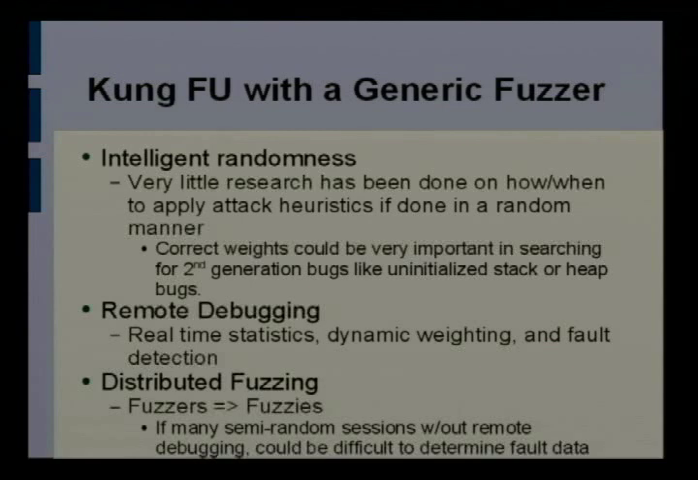Hey, something just happened. It's signal 11. Let's log it and let's keep fuzzing. There's this cool stuff you can do with remote debugging. Really, really good stuff. Dynamic weighting is another thing I'll talk about. And distributed fuzzing is an idea I had that I've never actually seen played out anywhere.